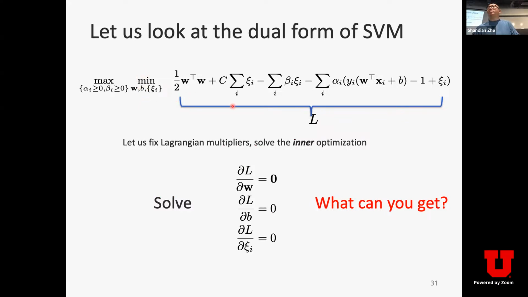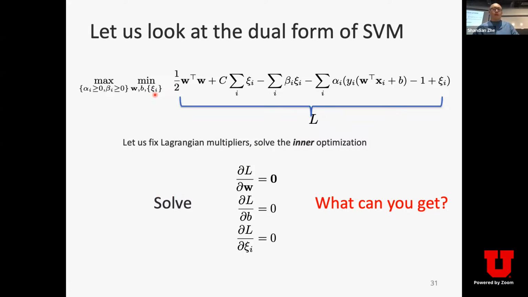It's still a minimization problem, right? If you want to get the minimum value of this function, how can we do that? Any thought or any guess? Yes, L is a function of W, B, and the slack variables Ci. If I want to get the minimum value of L with respect to W, B, and Ci, the most straightforward way is just to calculate the gradient and set the gradient to be 0. And that's it.